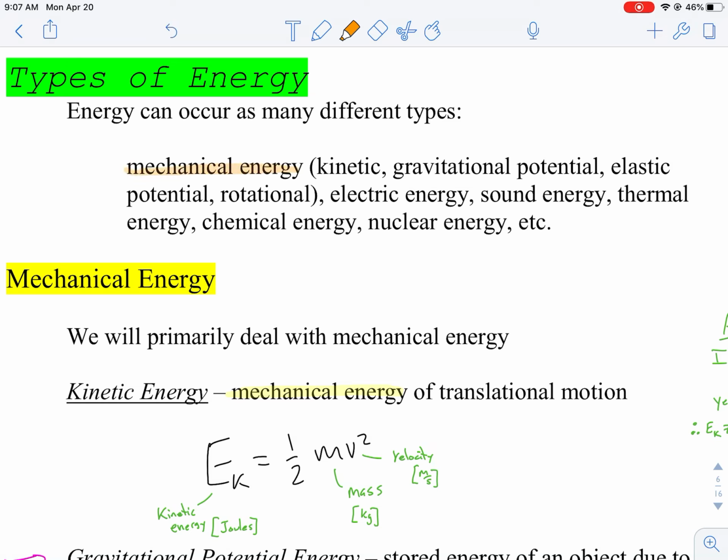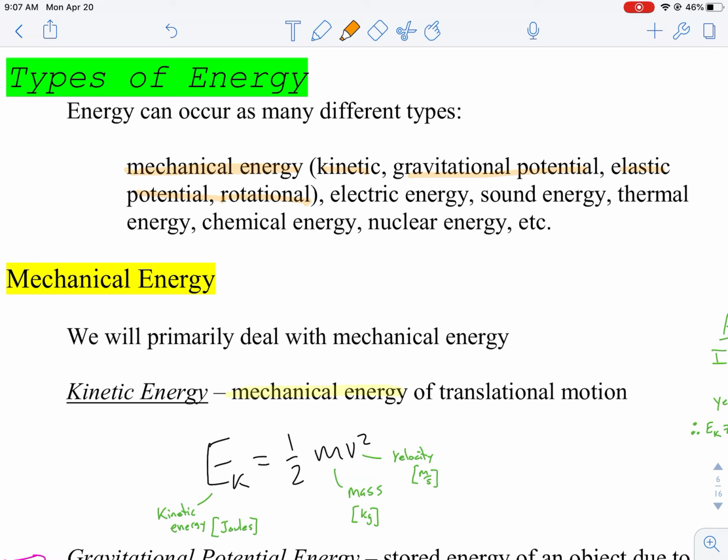Now, mechanical energy involves basically four types that we typically deal with. That's kinetic, gravitational potential, elastic potential, and rotational kinetic energy. In this class specifically, we deal with the first three, and we don't really deal too much with rotational energy, but it does exist.